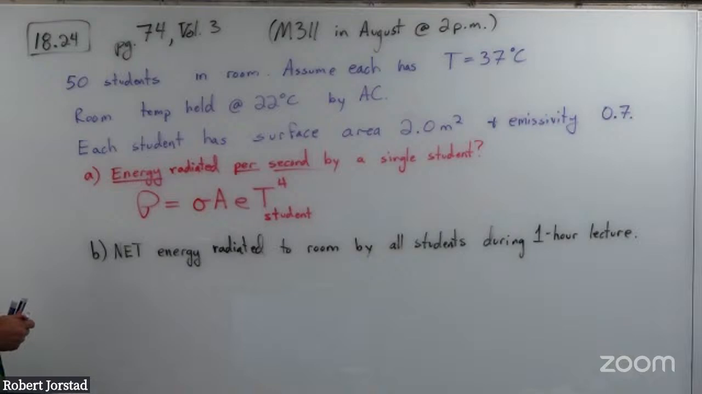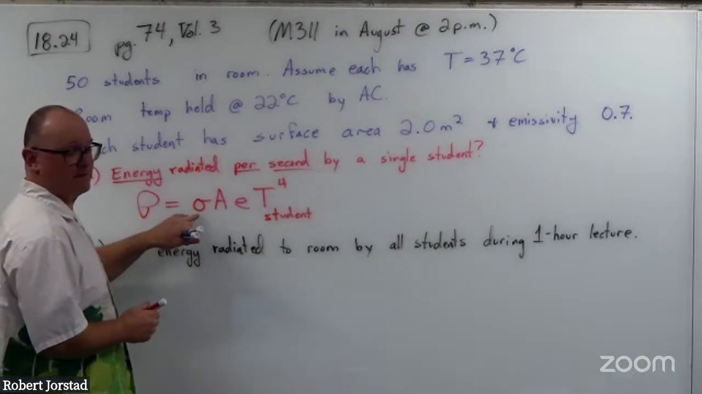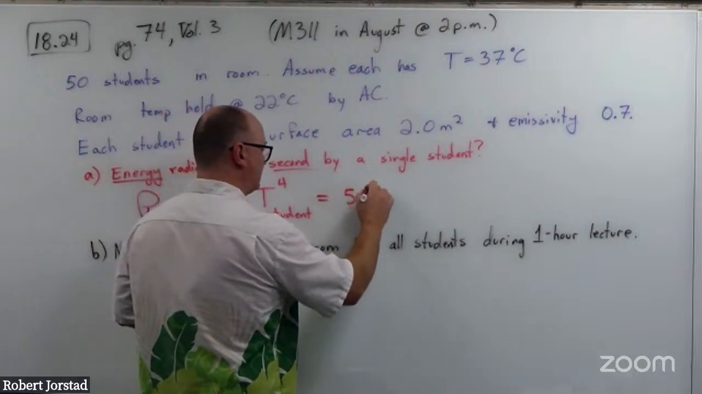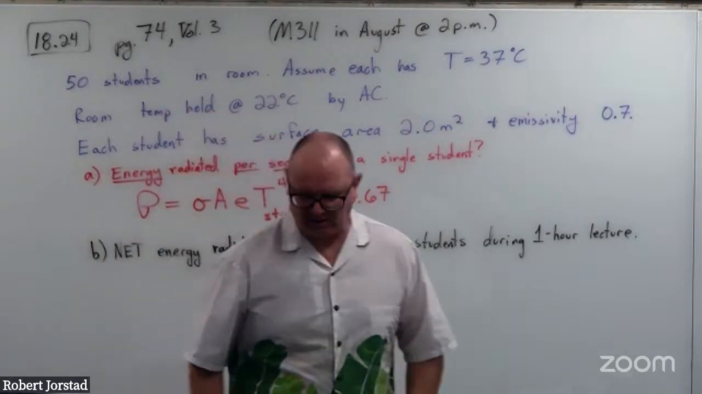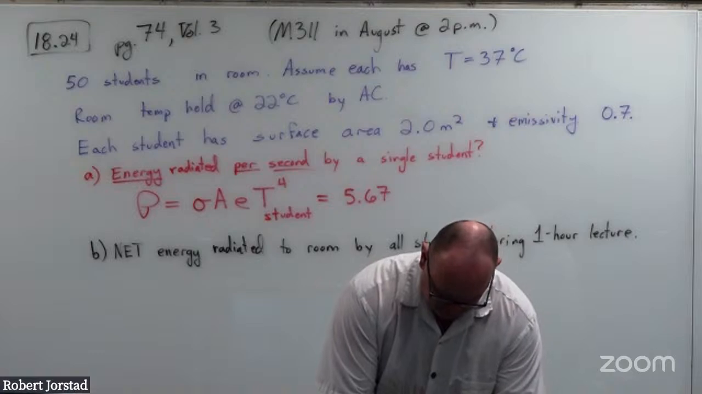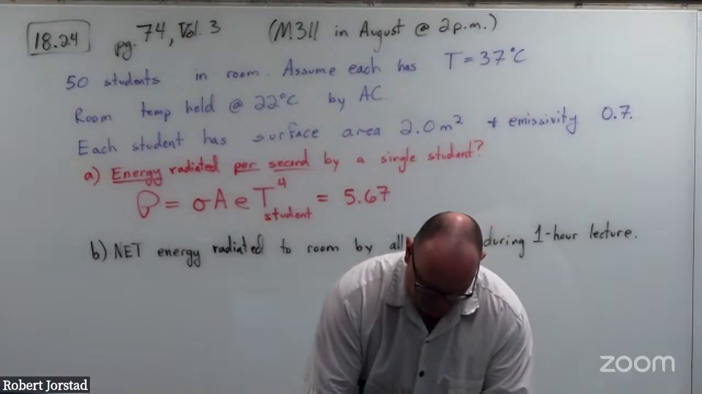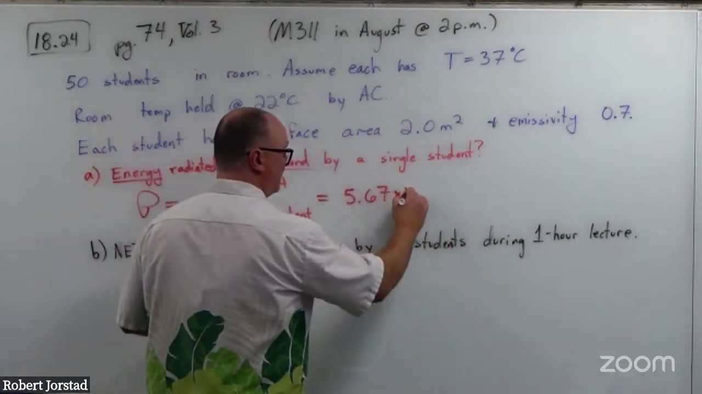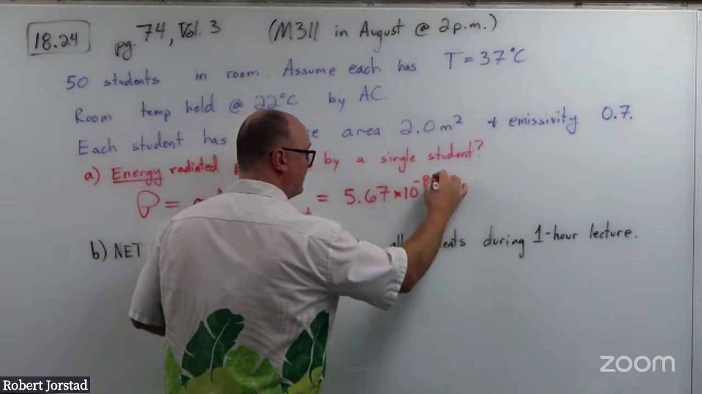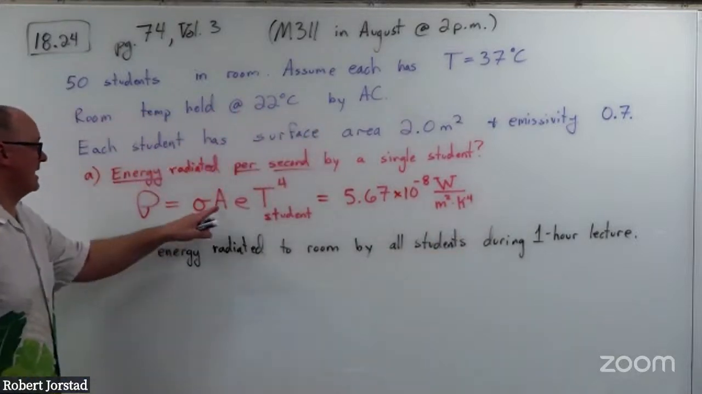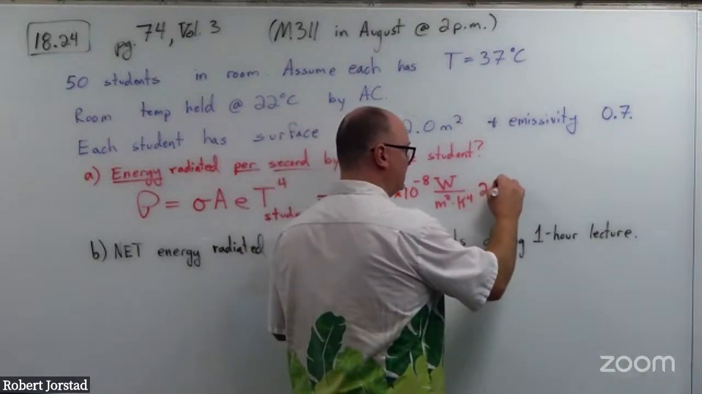All right. Now, in this case, we kind of have all the information. Sigma is the Stefan-Boltzmann constant. What is that? 5.67. Is that right? I'm going to make sure I don't screw this up. It's probably on the back of the book. Yes, 5.67. And then the units are watts per meter squared per Kelvin to the fourth. All right. Area, that's our 2.0 meters squared.